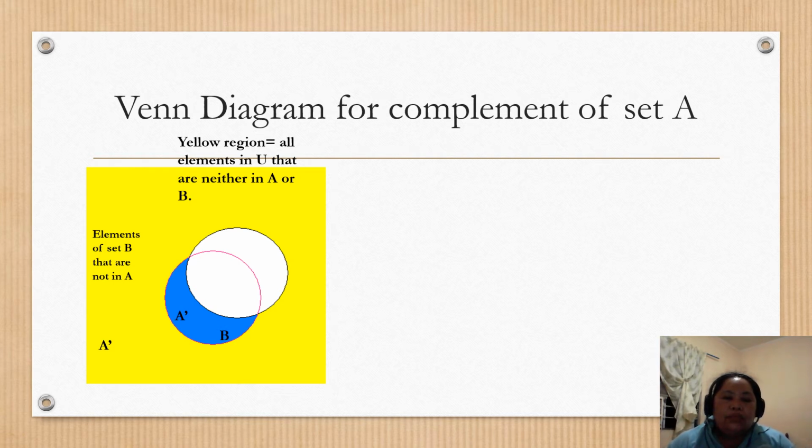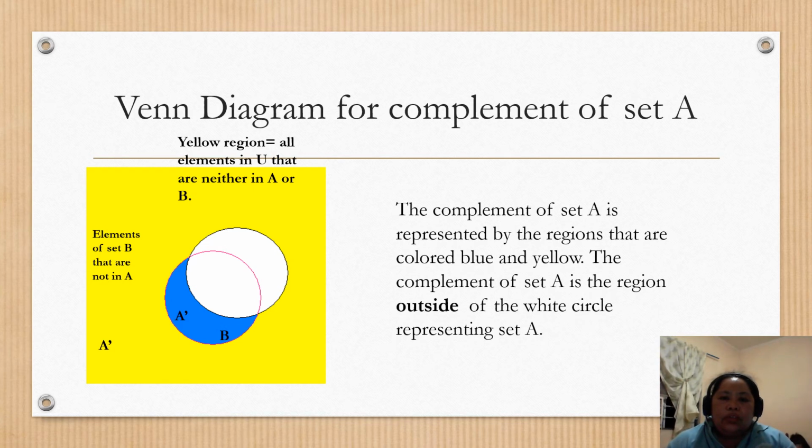While for set B, all its complement are the white circle and the yellow square, which represent our universal set. Okay? Here, the complement of set A is represented by the regions colored blue and yellow, and the complement of A is the region outside of the white color representing set A.